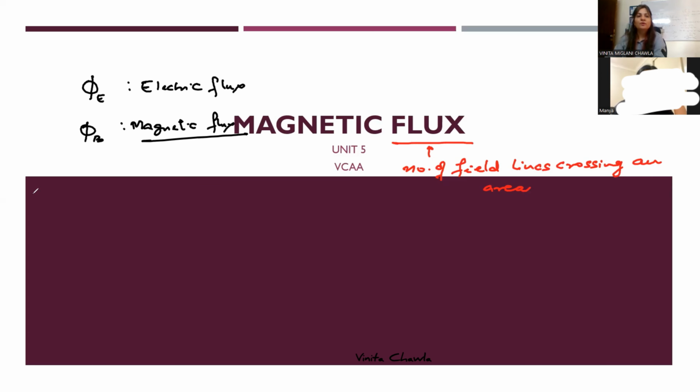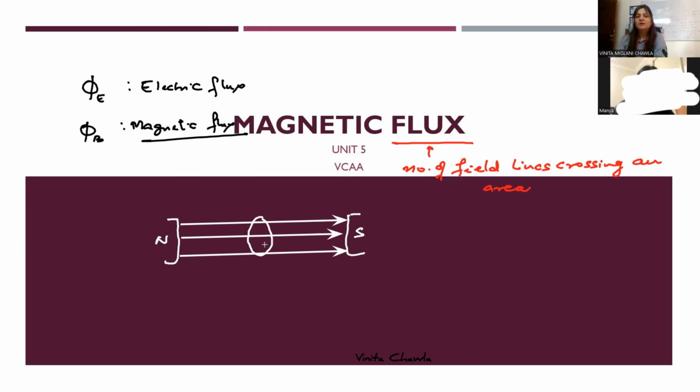Okay. So suppose we have magnets, and there is a conductor placed in the magnetic field, external magnetic field. And because we know that magnetic field lines move from north to south pole, right? So this is the direction of magnetic field lines. And you can see the field lines crossing this conductor.